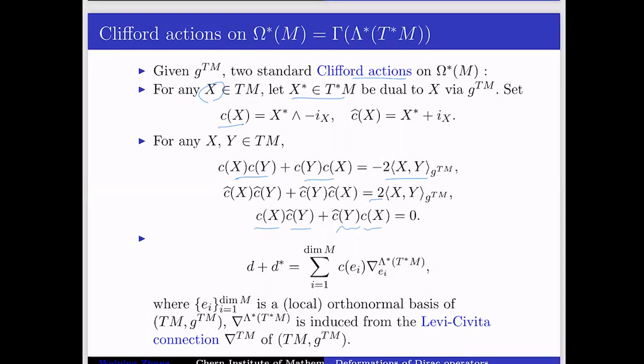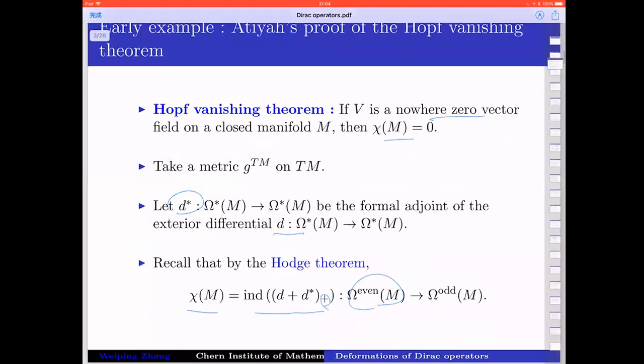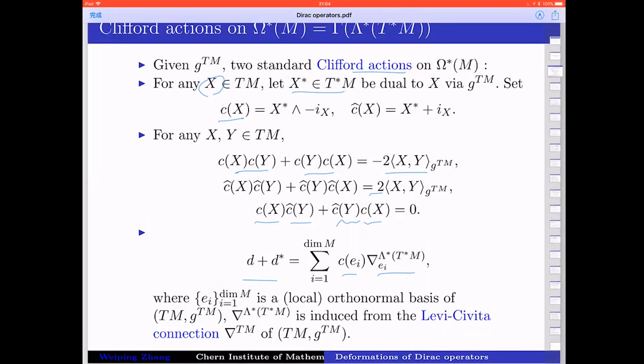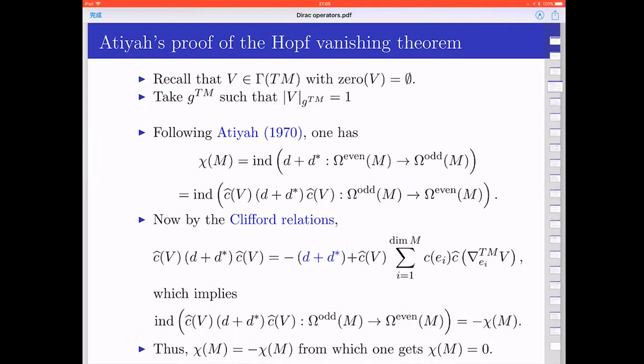The de Rham-Hodge operator can be written this way, using the Clifford action. Here e_i is a local orthonormal basis, and this nabla is the connection induced from the Levi-Civita connection. So this D plus D star, the de Rham-Hodge operator, we can view as a Dirac type operator. Then, since we have assumed that V is nowhere zero, we can take the metric so that it is of constant norm one.